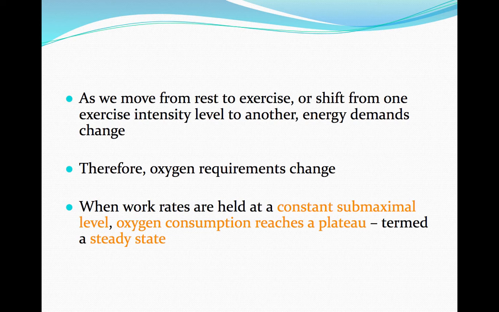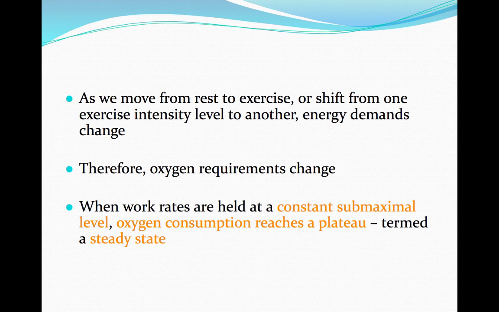But what happens when work rates are held at a constant sub-maximal level? So a sub-maximal level means anything under max. So it's a wide range of intensities, but it's sub-max, and you hold it at a constant sub-maximal level, which would be going out and running at a 10-minute pace for 30 minutes. So you're keeping it the same. Oxygen consumption is not just going to keep going up and up like a VO2 max test, because in a VO2 max test, you're increasing the intensity every minute. When you're going out for an easy jog for 30 minutes, you're holding a constant sub-max workload.